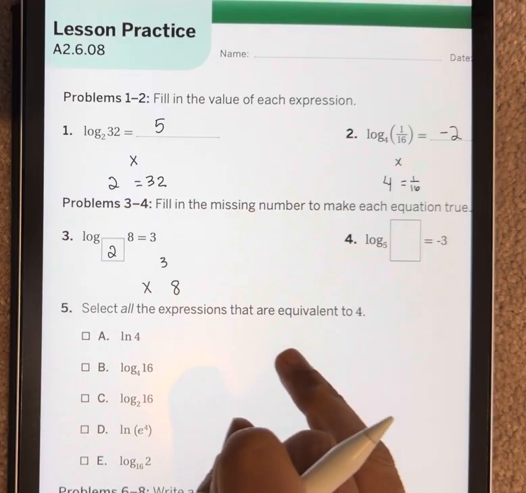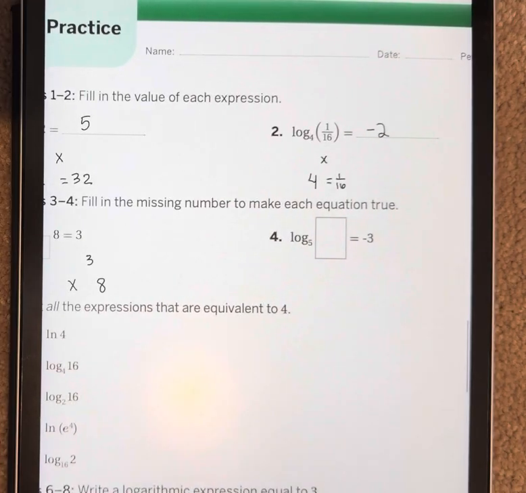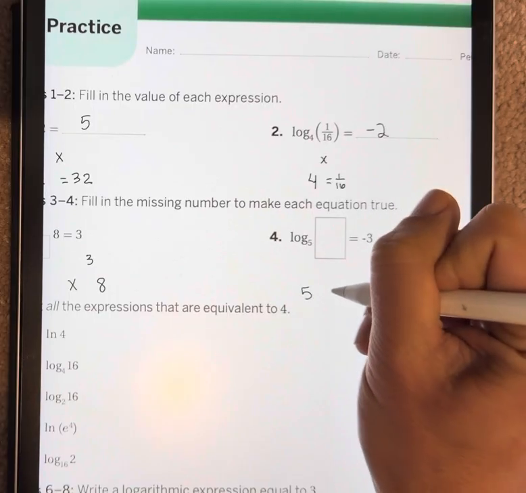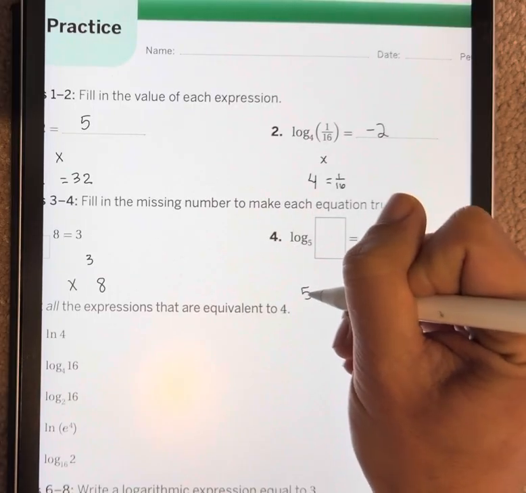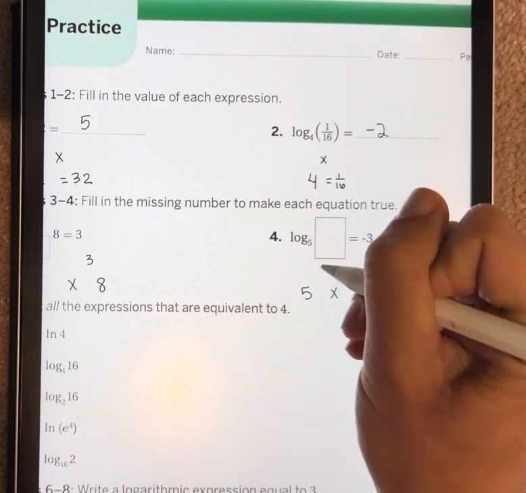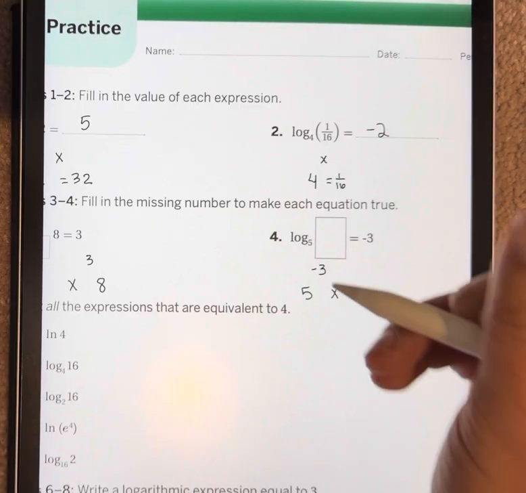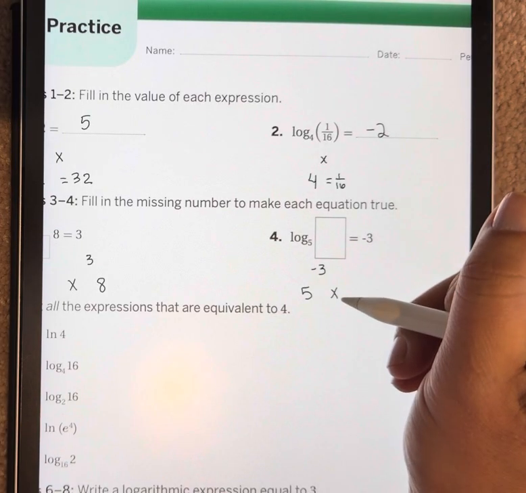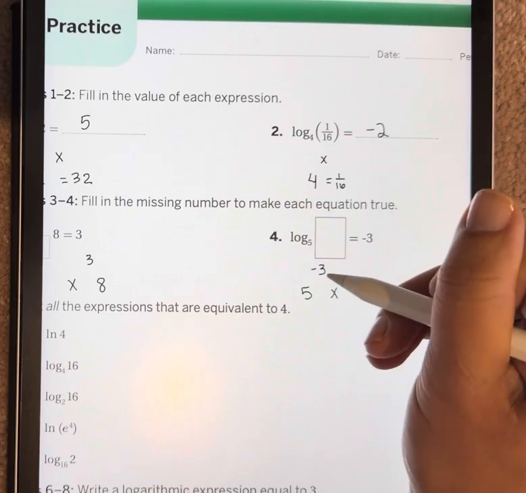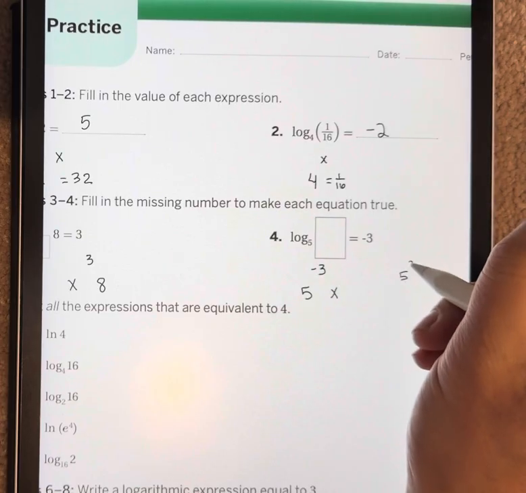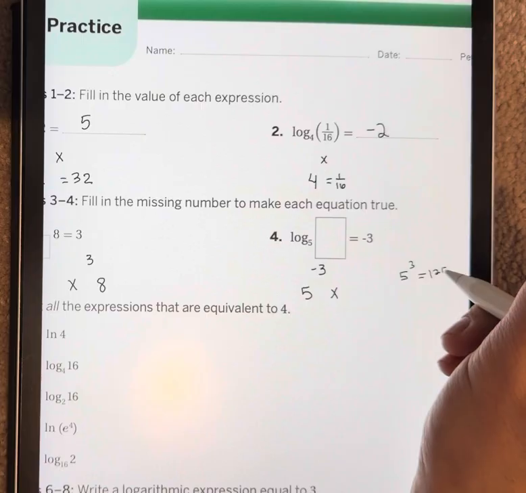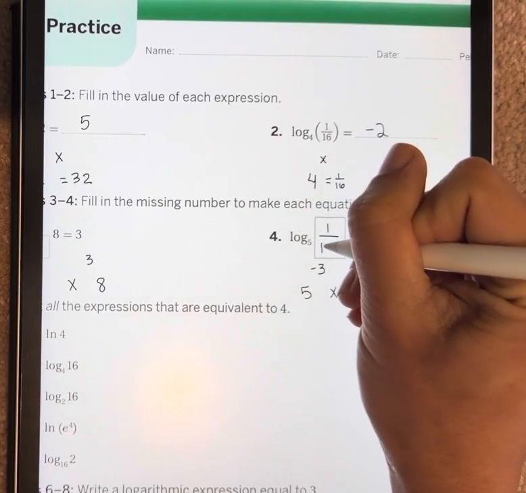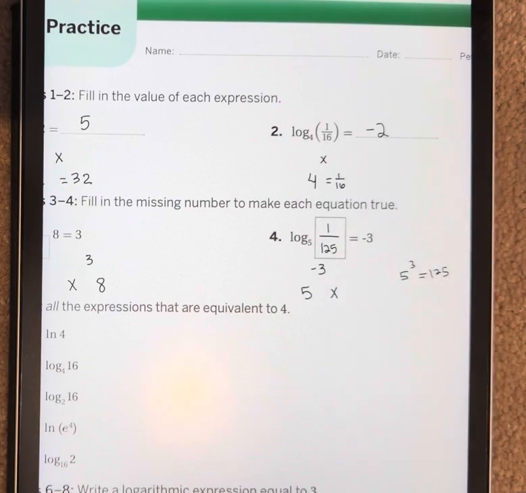And now over here, I'm sorry, log base 5, that's the x, and then right here, this goes on the top. So this is saying 5 to the negative third power is what? Well, 5 to the third power, that's another one they love. 5 to the third is 125, so 5 to the negative third is 1 over 125.